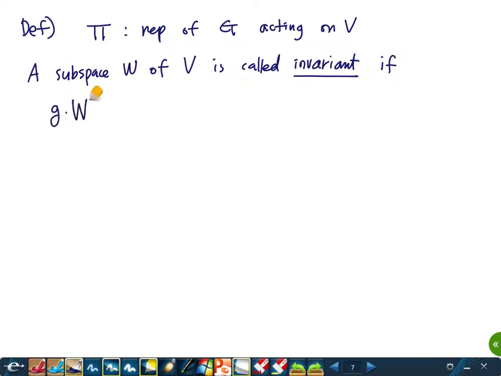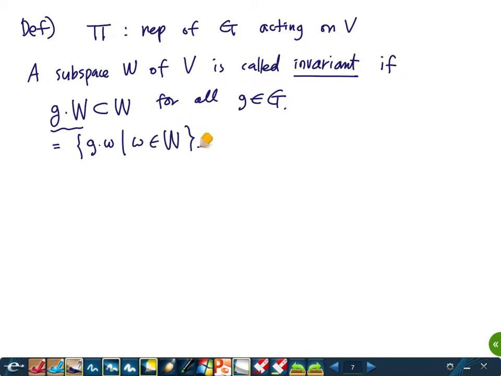If g·w is inside W for all g in G. Okay, so what does this mean? This means the set of g·w for all w in W. So we have elements here. For every element, we apply g, and then there will be some vector. You collect them all. If everything is inside W, then we say that it's invariant. It does not go outside. It stays just there, inside this W.